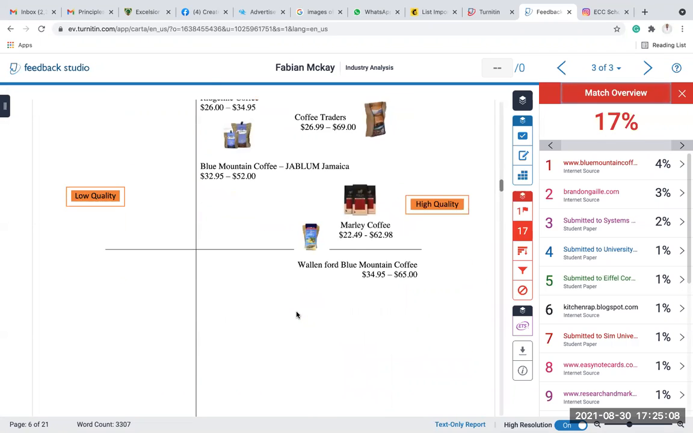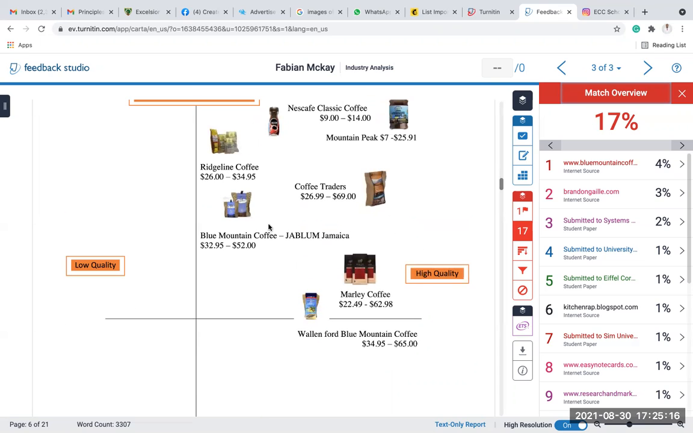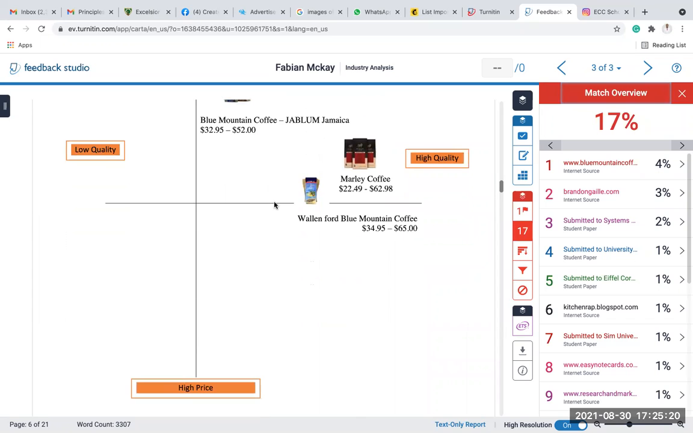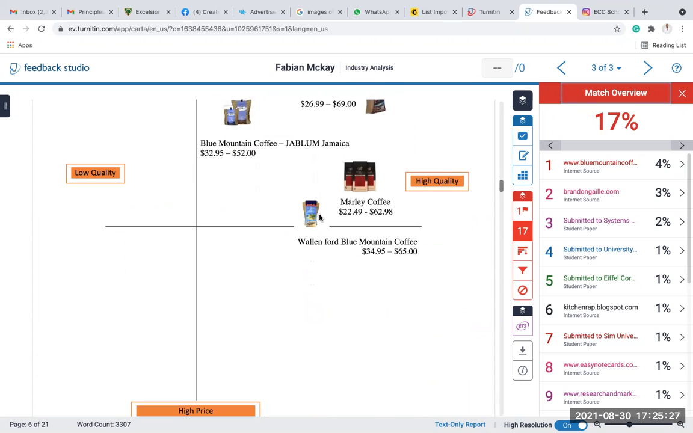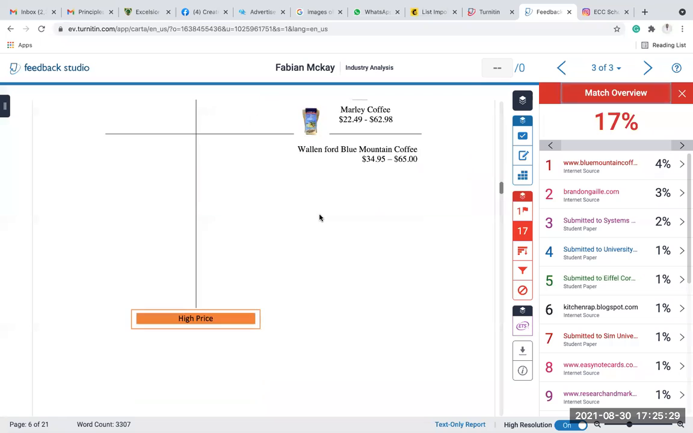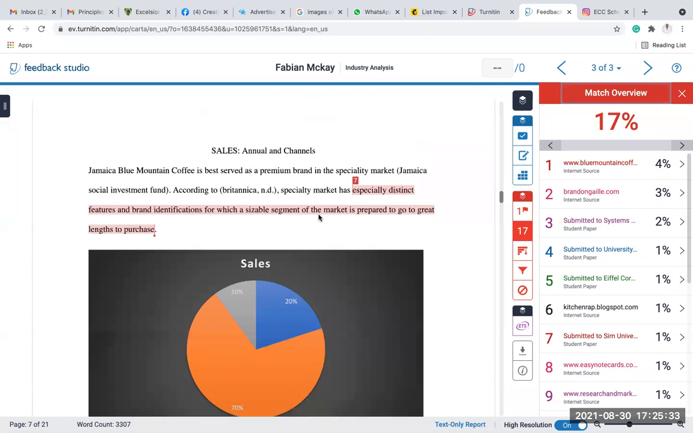I remember the video that we watched, it says at least 3 of these sections must be completed. You can't have only 1 section, because it means that there is no competition, and the prices here are telling me otherwise. So the positioning map needs some revisiting. All right, so the annual sales is best served as premium brand in specialty market.